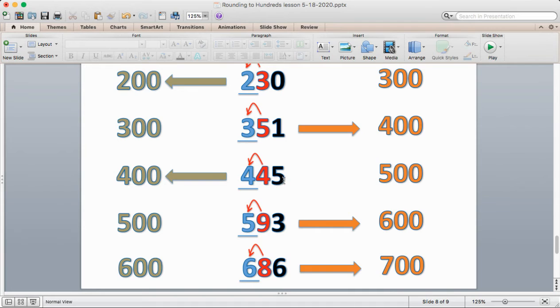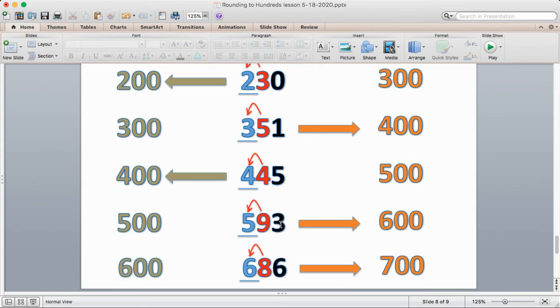This number here is 445. This number 5 has nothing to do with anything. The 4 in the 10 spot is telling the 100 spot what to do. The 4 or below tells that 4 ahead of it that it's going to stay. So you are going to round it to 400, because the ones and the 10 spot turn into zeros. So 445 rounds down to 400, because this is a 4, and any 4 and below rounds down, not up.